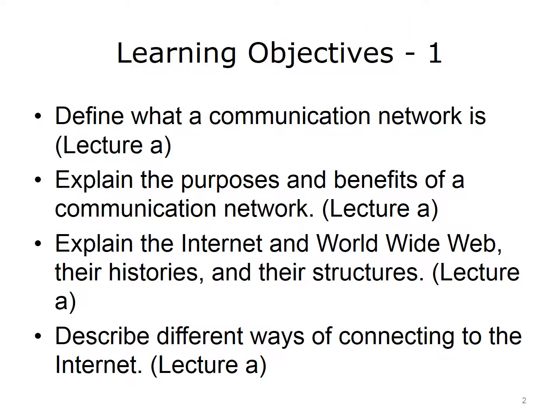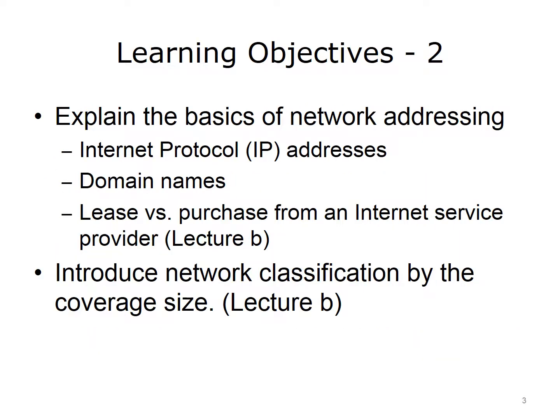The objectives for this unit on networks are to define what a communication network is, explain the purposes and benefits of a communication network, explain the Internet and World Wide Web, their histories and their structures, describe different ways of connecting to the Internet. Explain the basics of network addressing, Internet Protocol or IP addresses and domain names, and how they can be leased or purchased from an Internet service provider.